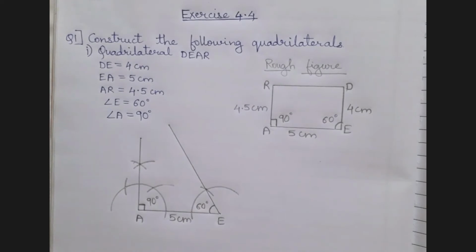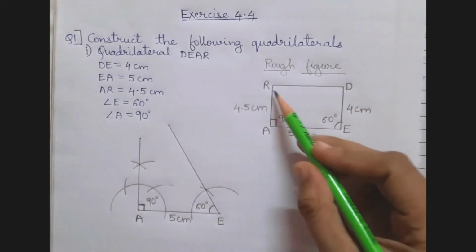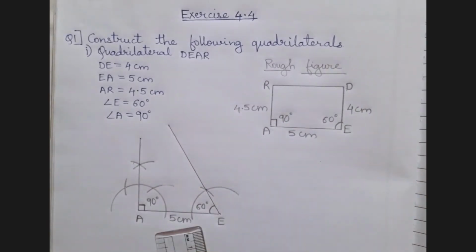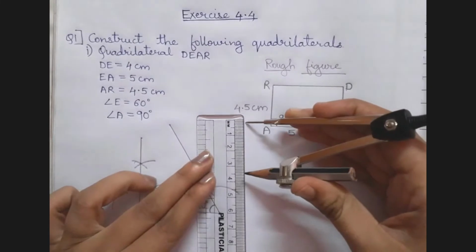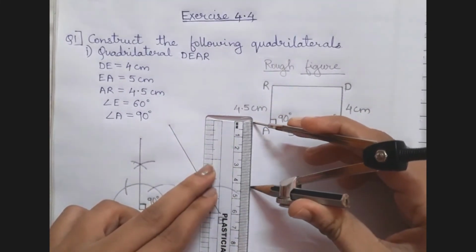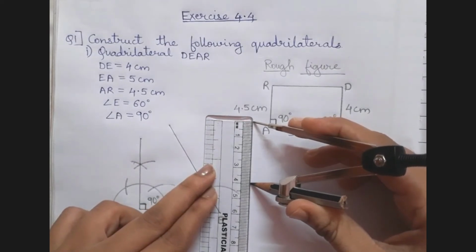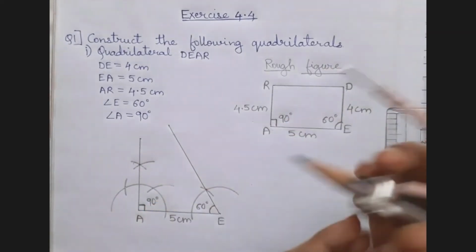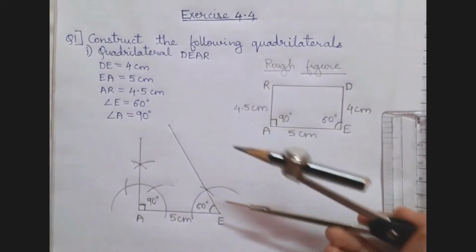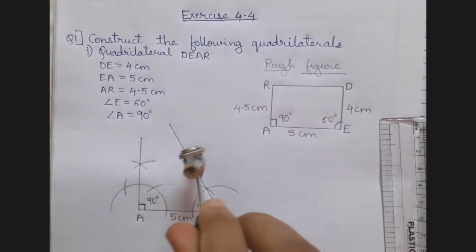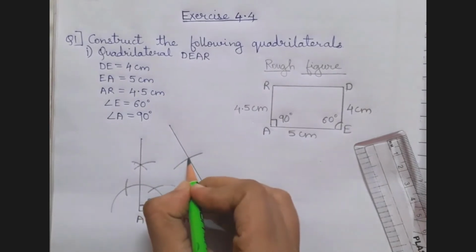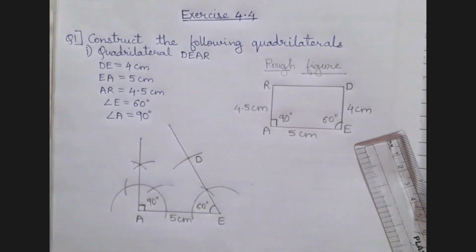The next step is to construct DE and RA. So DE is of the measurement 4 cm. So take 4 cm on our scale. Okay, so we took the measurement 4 cm on our compass and ED is 4 centimeter. So our compass pointer will be on point E and we will draw an arc here. So this is our point D.